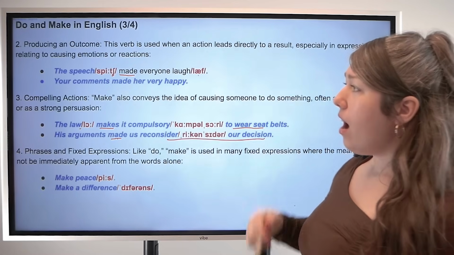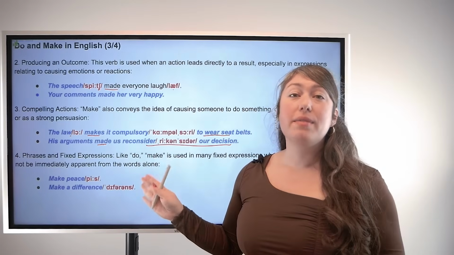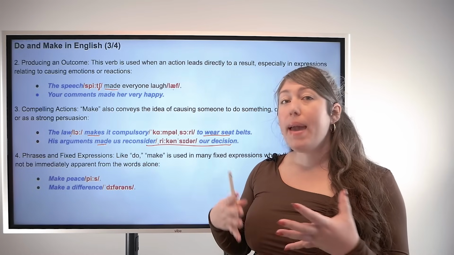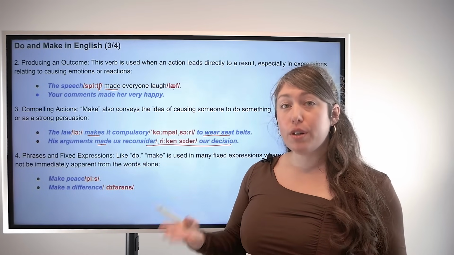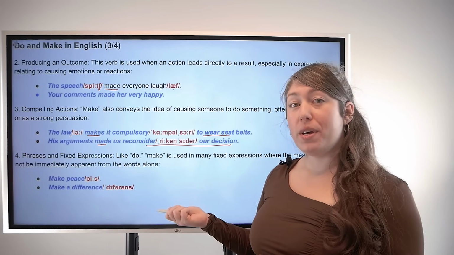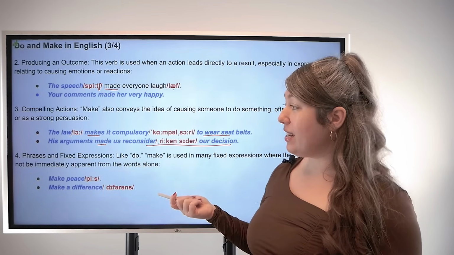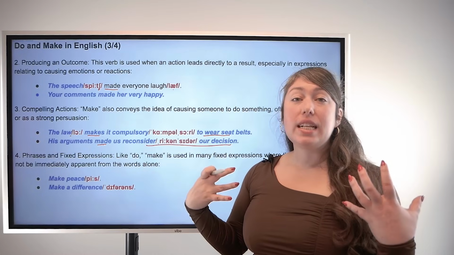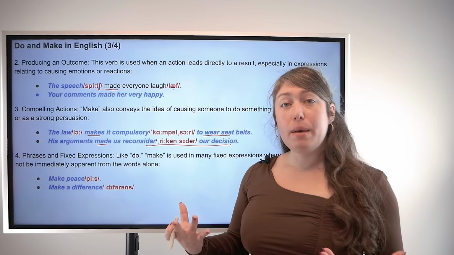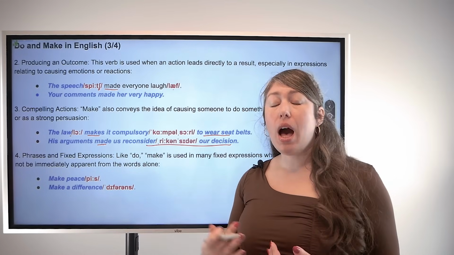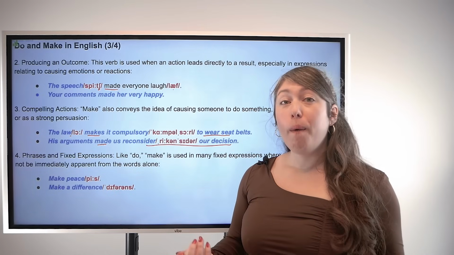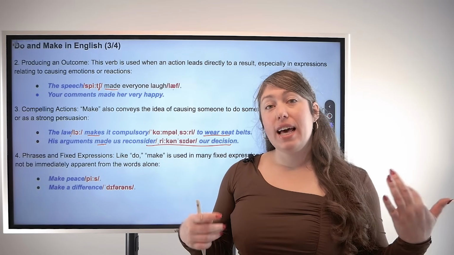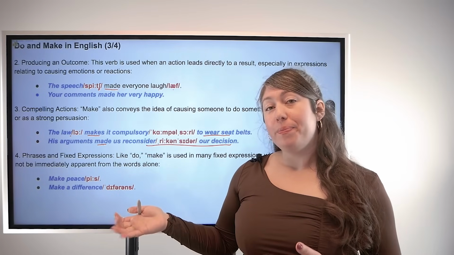To reconsider our decisions. Now we also have some phrases and fixed expressions where the use of do and make may not necessarily be apparent the first time you look at it, so I'm going to show you the meanings of some of these phrases. Make peace. This is basically resolving a conflict. For example, I had an argument with my sister. I want to make peace. Or, I had a disagreement with my boss. He suggested that we make peace and move on.